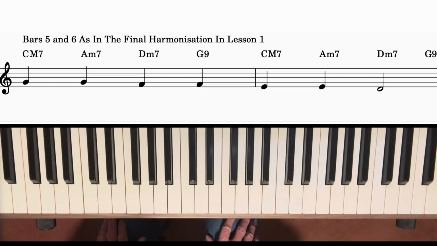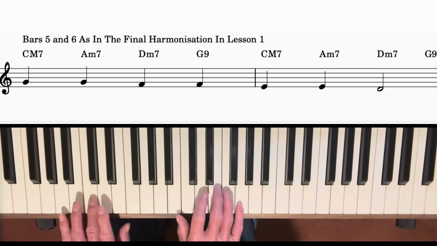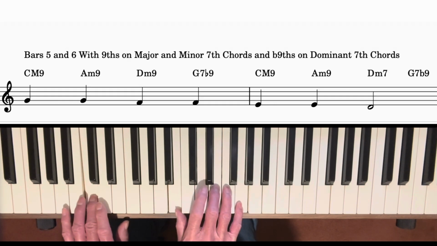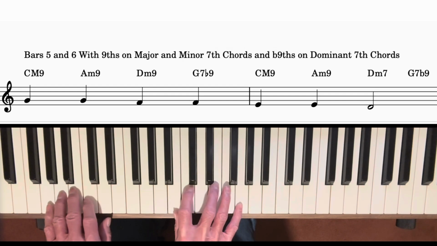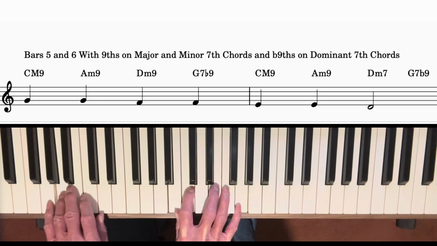And we can do what we've been doing on the first line, that's adding ninths on the major and minor chords and flattened ninths on the dominant 7th chords. So on the C major 7 chord, we can put D, which is the 9th, just below the 3rd E. On the A minor 7, we can do exactly the same thing, put B, the 9th, just below C, the 3rd.